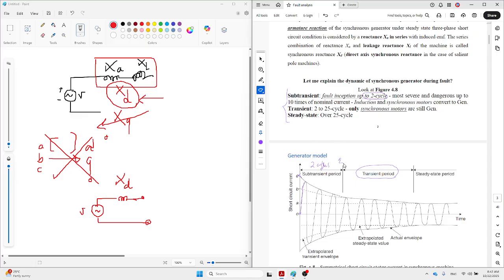So it is two cycle by here, here is 25. And then after this one is a steady state period. So the steady state period is the time that, you can see in the subtransient, we have a very high DC effect. You can see this jump up because of the DC effect.